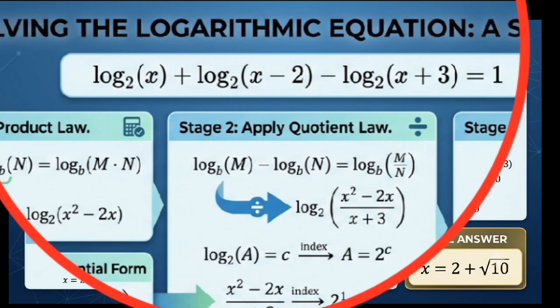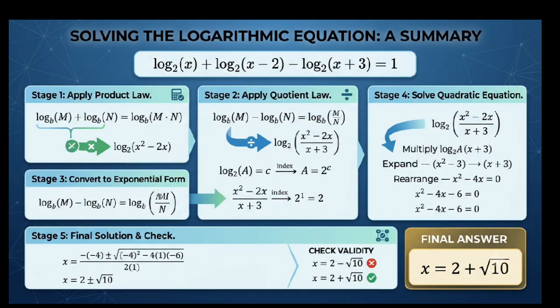Step 1. Product law. First, we look at the first two terms which are added together. According to the product law of logarithms, addition outside means multiplication inside. So, we multiply x by (x minus 2). This condenses the first part of our equation into log base 2 of (x squared minus 2x).